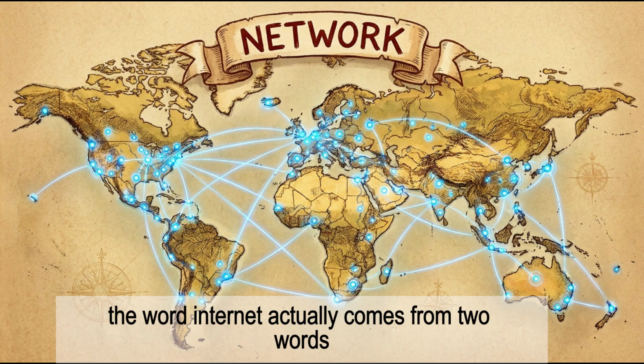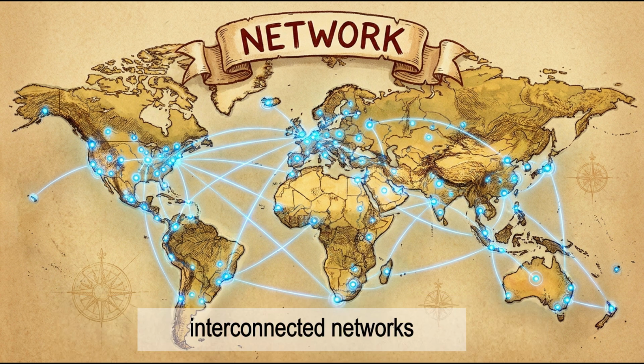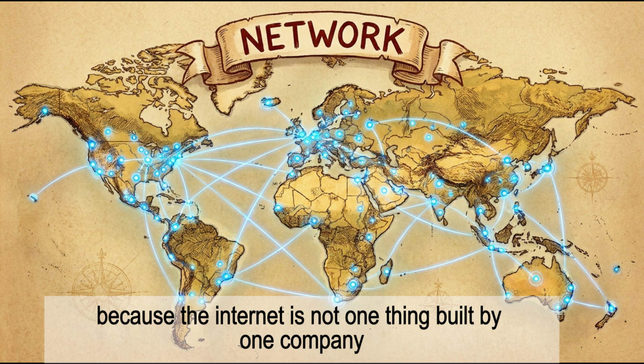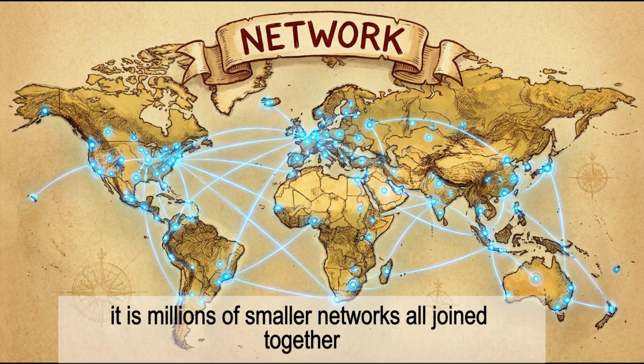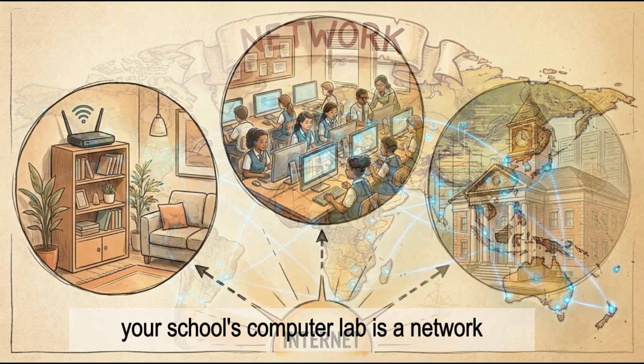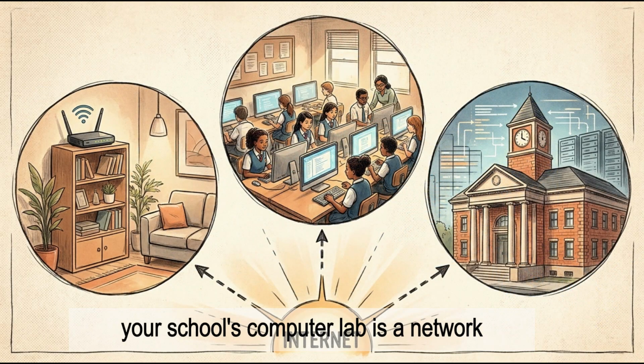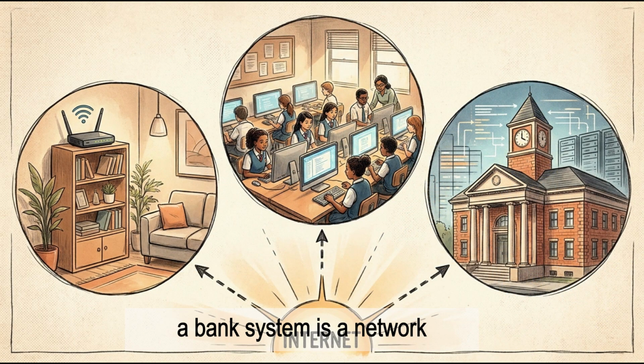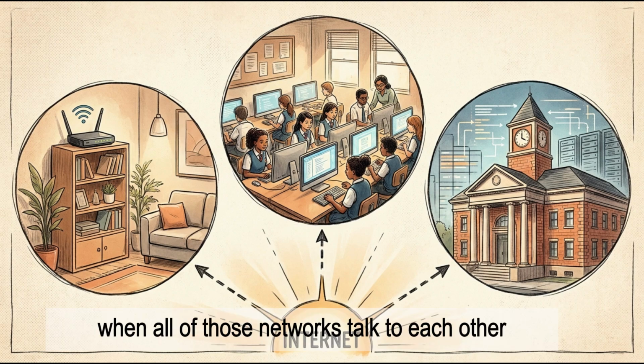Now, the word internet actually comes from 2 words. Interconnected networks, because the internet is not one thing built by one company. It is millions of smaller networks all joined together. Your home Wi-Fi is a network. Your school's computer lab is a network. A bank's system is a network. The internet is what happens when all of those networks talk to each other.